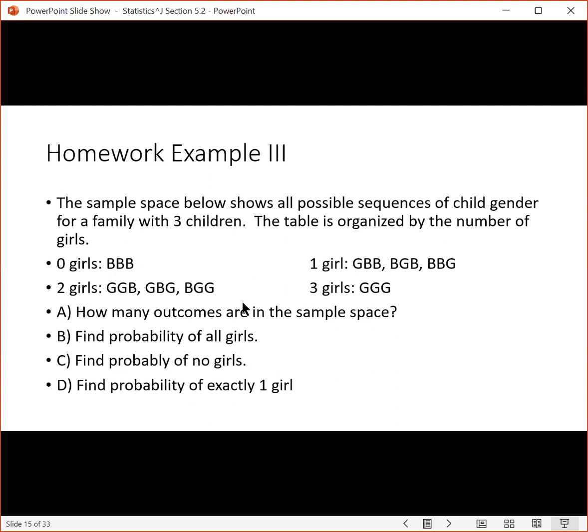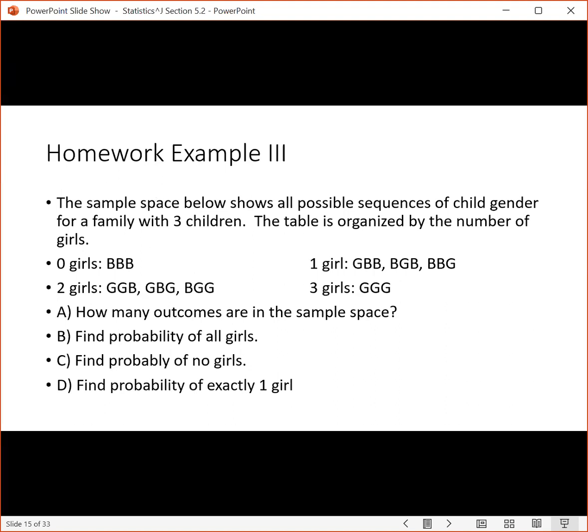That's all the different possible outcomes if you go through and you have 3 kids. So how many outcomes are in the sample space? Find the probability that you get all girls, find the probability of no girls, and then find the probability of exactly 1 girl. Okay, so the number of outcomes in the sample space, how many is that going to be?